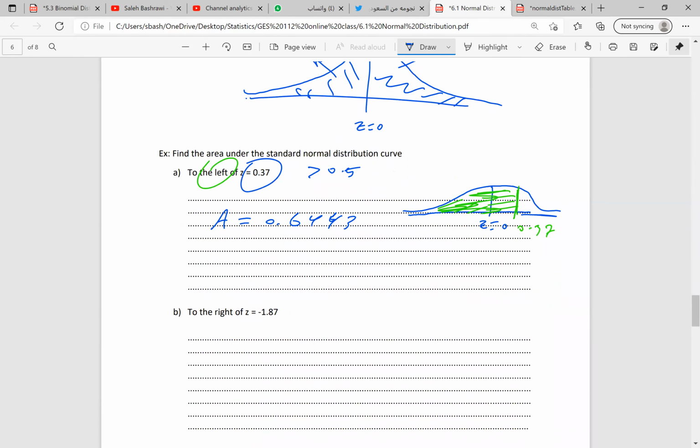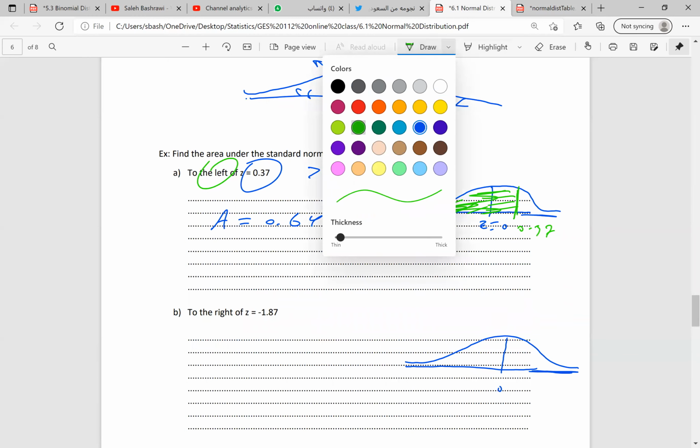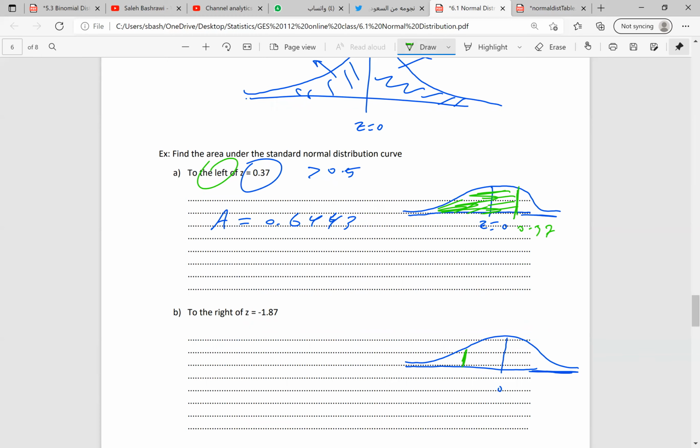Now the next one, to the right of z equal to minus 1.87. The mean is 0, and minus is to the left of the mean. It is somewhere here. This is minus 1.87, and we need to find the area to the right. To the right means I need to find this area. This is the second case.